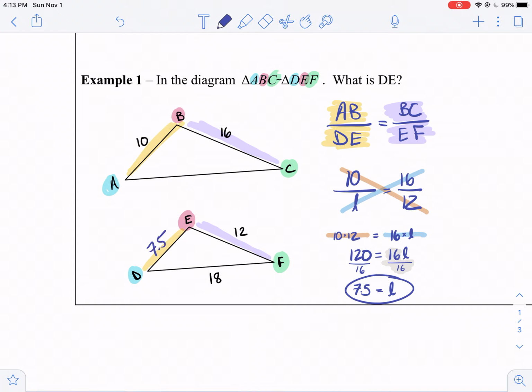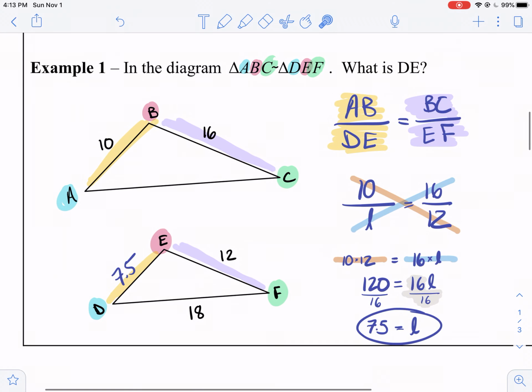Now just to do a quick spot check of our work here, AB to BC, AB is shorter than BC. So if we got a length here shorter than EF, we probably did something right. Cool. Also, it's a little bit more than half. So half of 16 is 8, and 10's a little bit more than half. Half of 12 is 6, and 7.5 is a little bit more than that. So we are right on target.